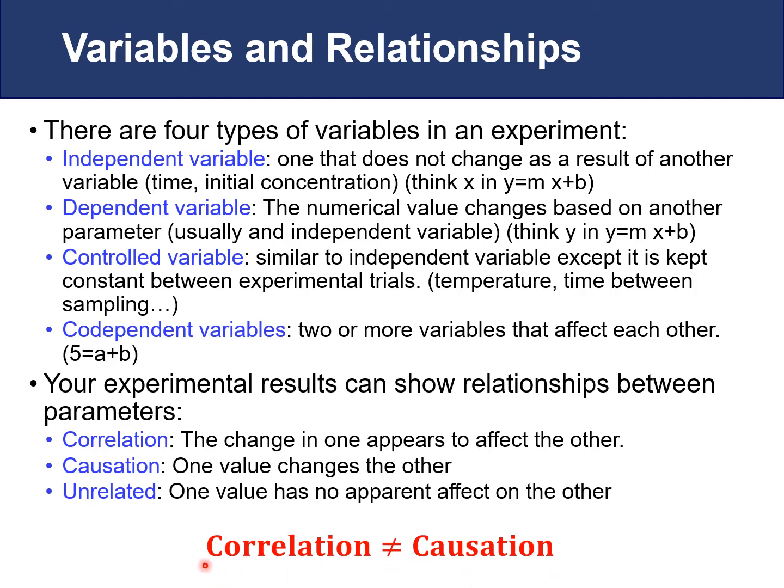It just means that the two parameters appear to be related to each other. Causation, by changing one, it in fact causes the change in another. Correlation is as one changes, the other one appears to change with it.